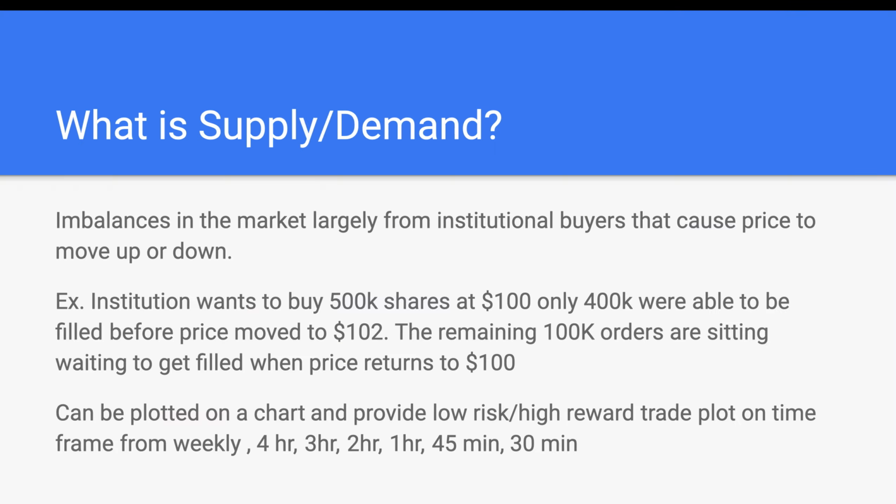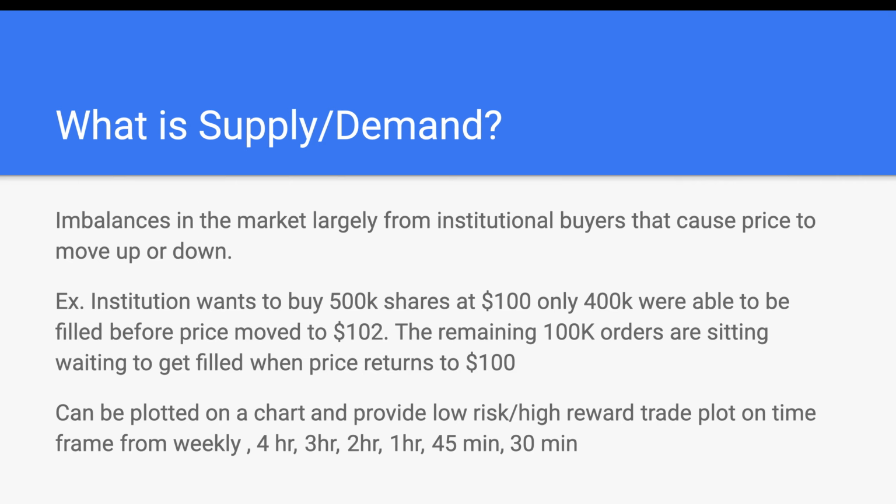supply and demand is. So supply and demand is a market imbalance, largely due to institutional buyers that cause price to move up or down. It's around where an institution is trying to buy or sell shares at a certain price, and they have large order quantities and they can't get all of their orders fulfilled before the price moves. So when the price comes back to that zone area, then they're able to fill their orders, which then causes the price to move again in that direction.